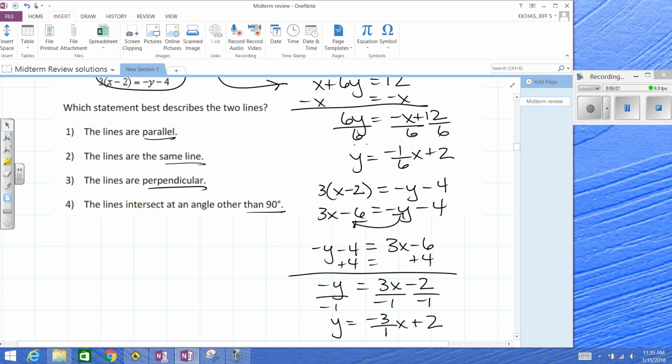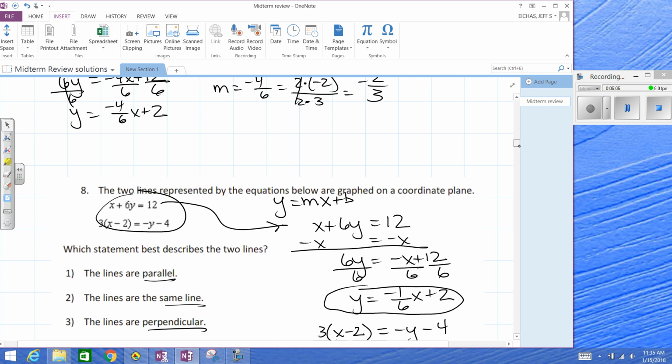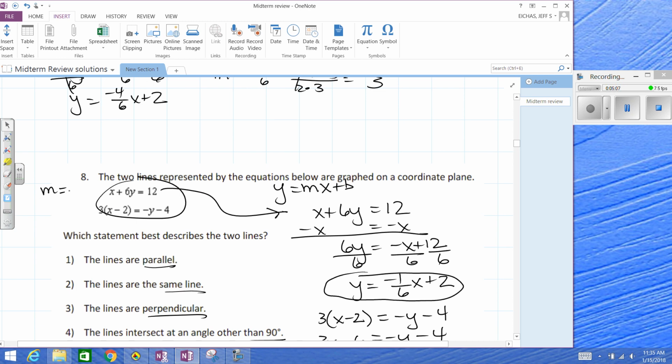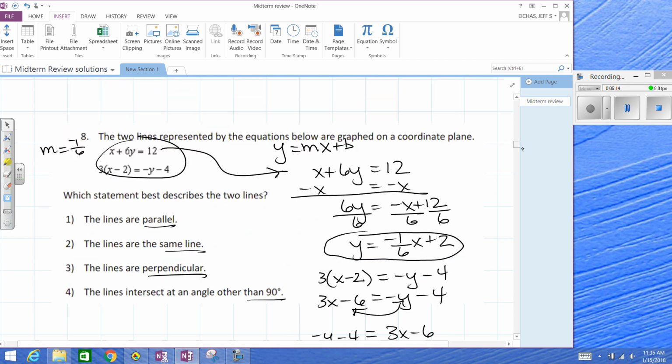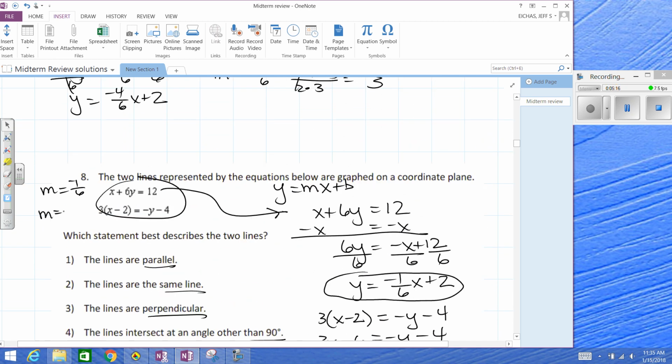So here's what they've got going on in this one. The first line has a slope of negative 1/6. The slope of the other line is negative 3. All right, the y-intercept does not matter in this problem.